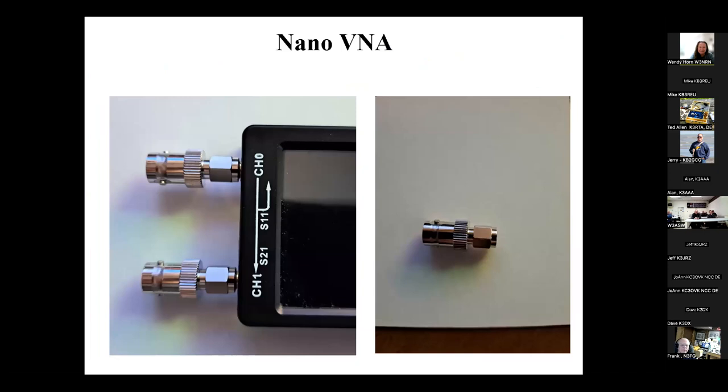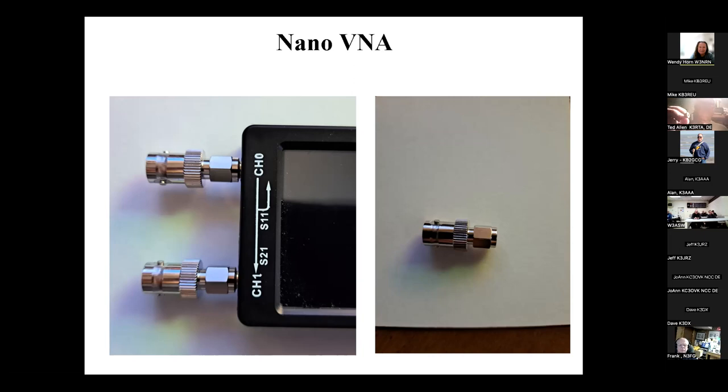The VNA, when you get it yourself, this is what it looks like. I guess you guys can see it right there. But it comes with SMA connectors, which are really a pain if you ask me. So what I did was I got some SMA to BNC connectors and mounted those on them. The problem with SMA connectors is they're so small, and you have to convert over to another connector.